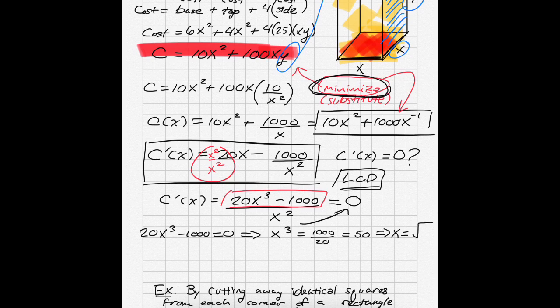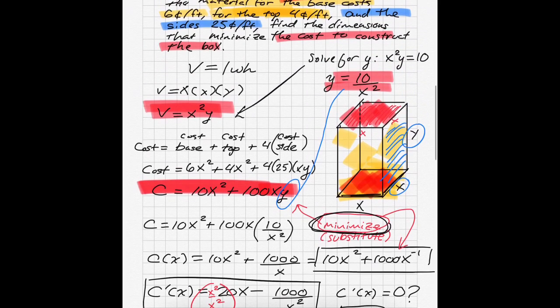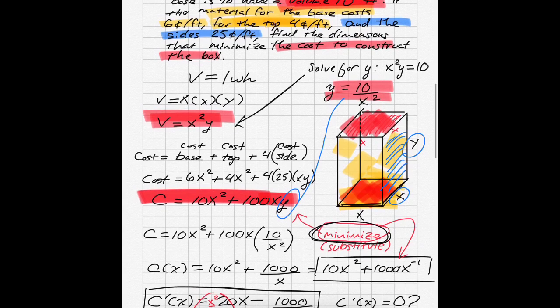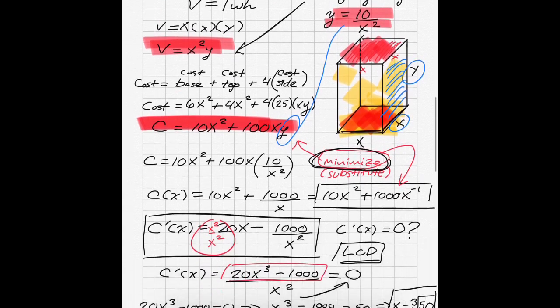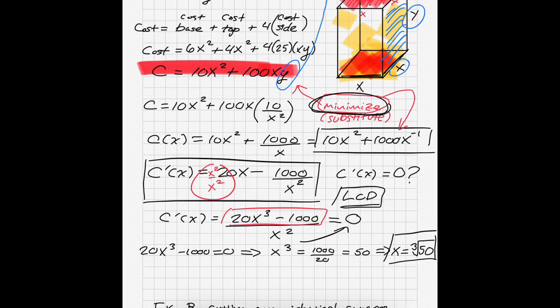So x is the cube root of 50. So I have one piece of information. Okay, so let me look back at my problem statement. Find the dimensions that minimize the cost. So I have the x value.